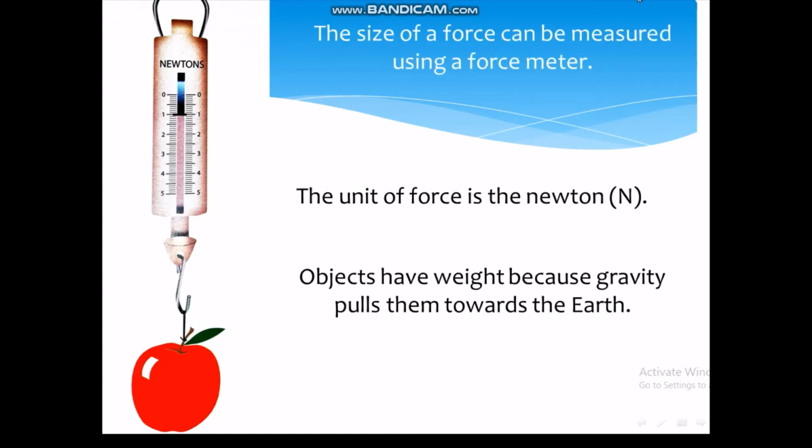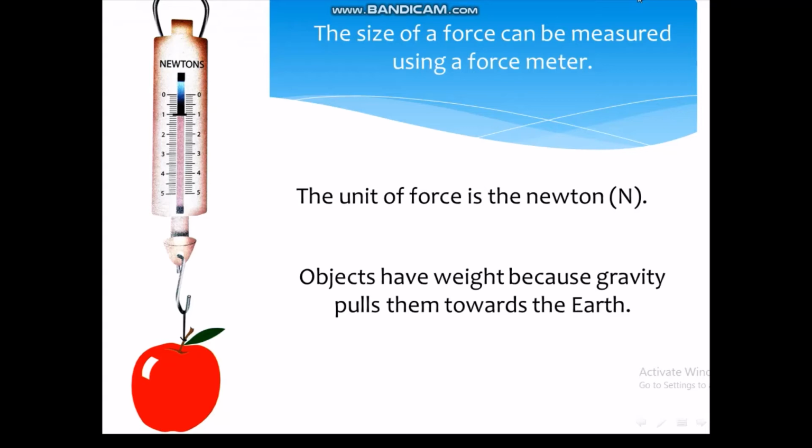Now let's move to topic 4, forces and motion. And starting from 4.1, measuring forces. Now you're supposed to already know that an amount of push or pull is called a force, and the size of a force can be measured using a special instrument called the force meter. And the unit of force is the Newton.